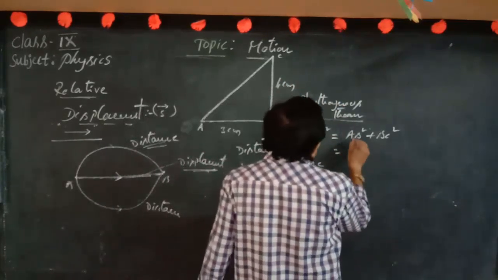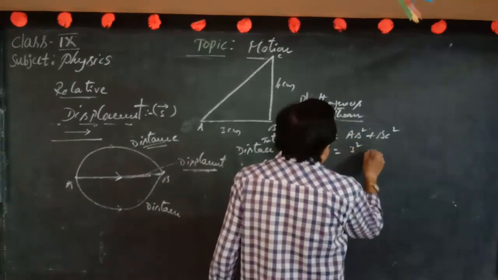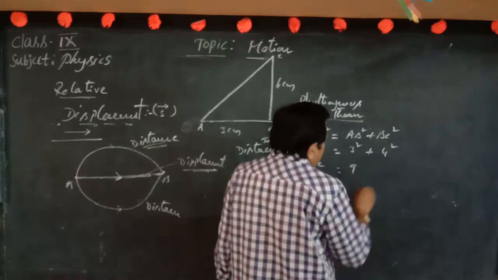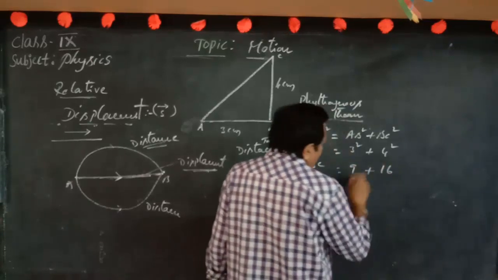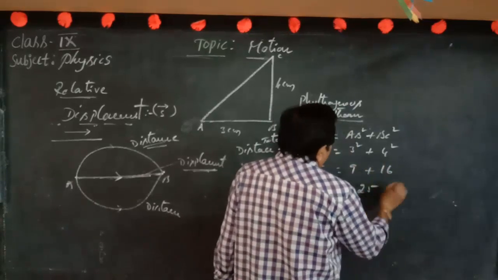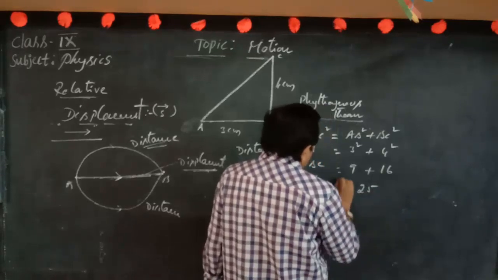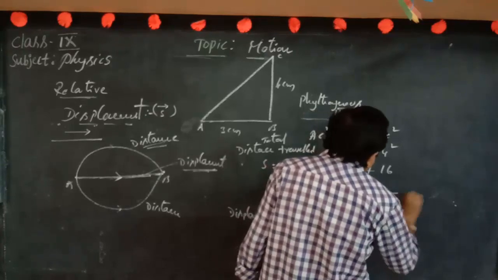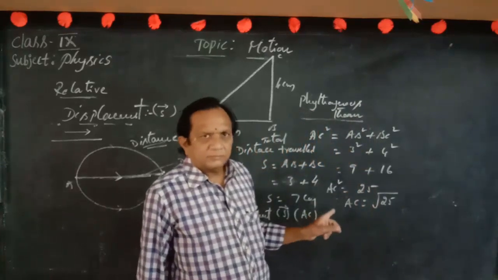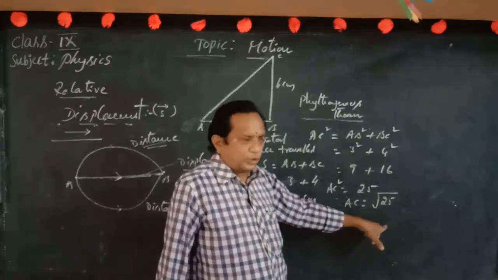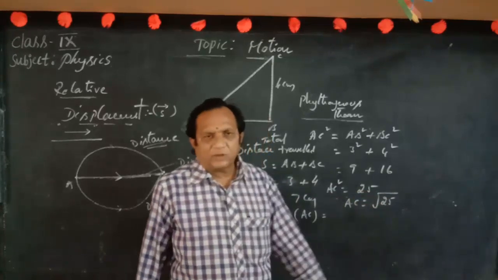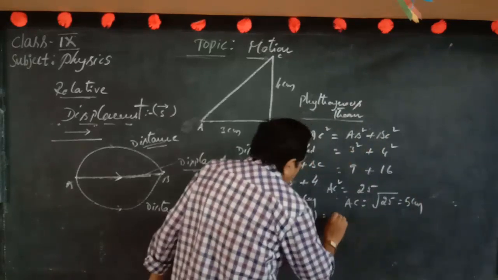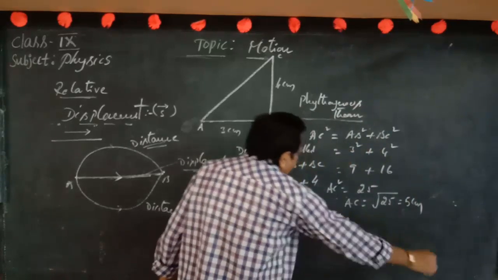According to that, what is AB here? 3. So 3 square plus BC, which is 4, square. 3 square means 9. 4 square means 16. So 9 plus 16 is 25. So AC square is equal to 25. Then AC is equal to root of 25. The square goes to the other side and becomes root. What is the root value of 25? 5 centimeters. So AC is equal to 5 centimeters.